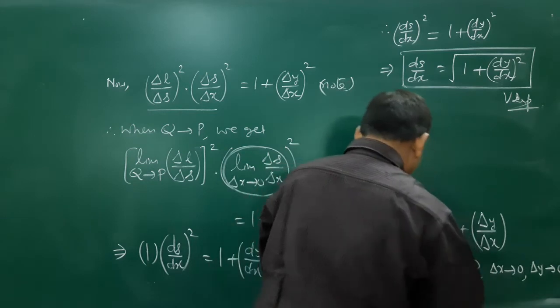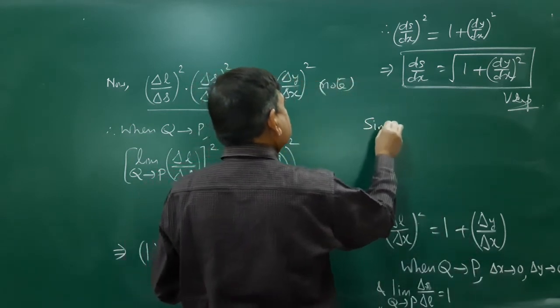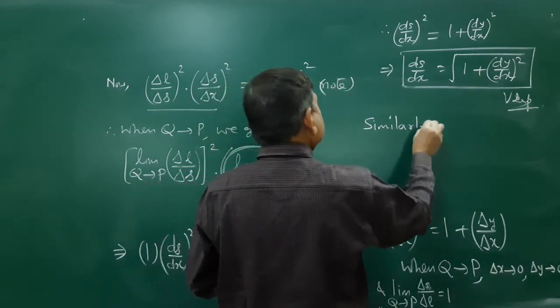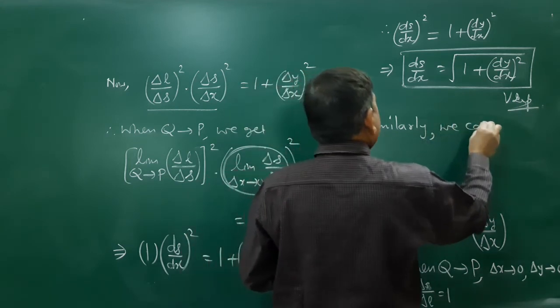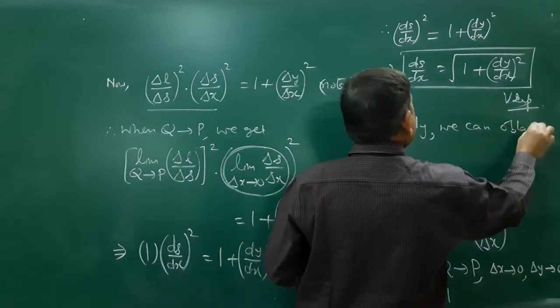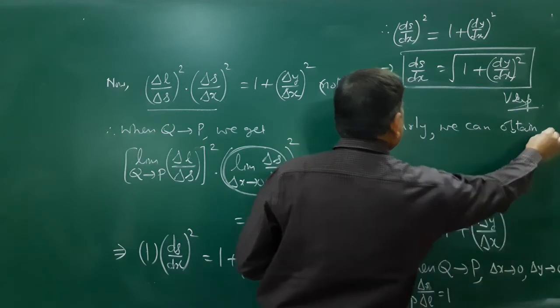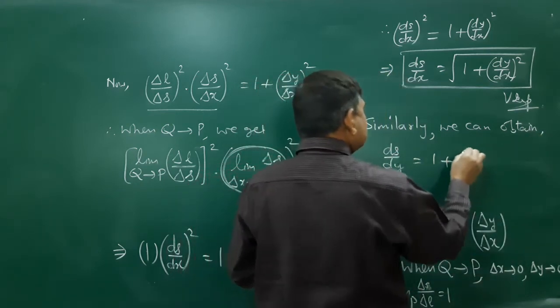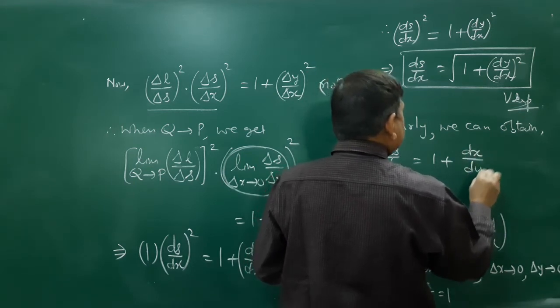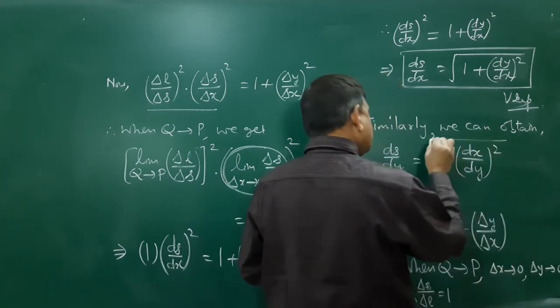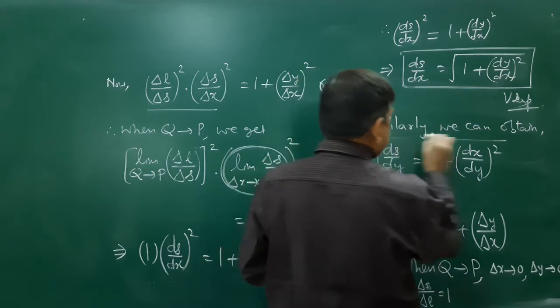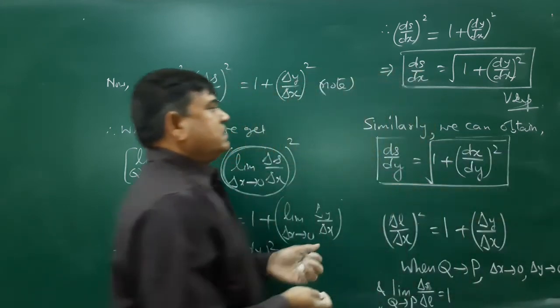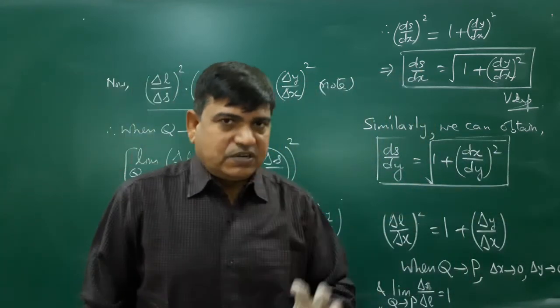आपको मालूम है। सिमिलरली, we can obtain, हम प्राप्त कर सकते हैं, ds upon dy equals to under root of 1 plus dx upon dy whole square. It is this. Okay, so it depends how to proceed this one.